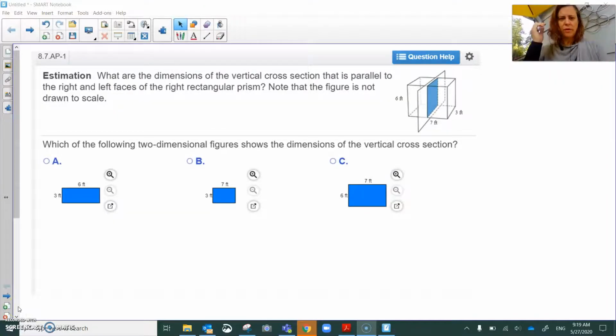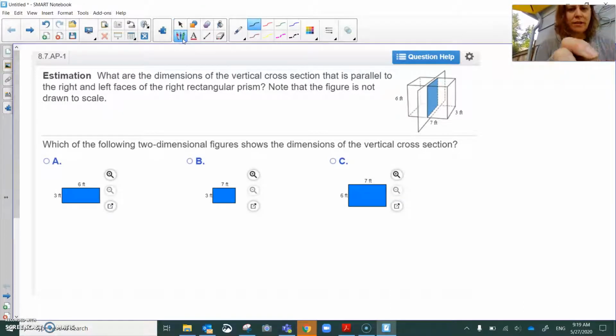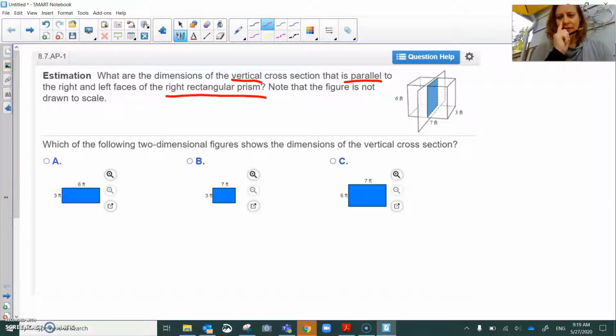This one: what are the dimensions of a vertical cross section that is parallel to the right and left faces of this right rectangular prism? It's not drawn to scale. So vertical means it's up and down. Parallel to the right and left faces is their way of telling you it's going to be cutting through this edge, as opposed to this edge and this edge.